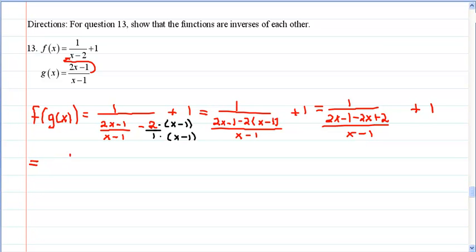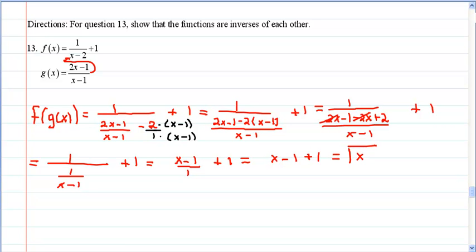And continuing algebraically, my 2x's cancel, 2x minus 2x, and then negative 1 plus 2 is just 1 over (x minus 1). And then I have this plus 1 still. Multiply by the reciprocal of that complex fraction, and I have (x minus 1) over 1 plus 1 is x minus 1 plus 1, which simplifies to x. So far, the first part of the definition is working. We have f of g of x is equal to x.